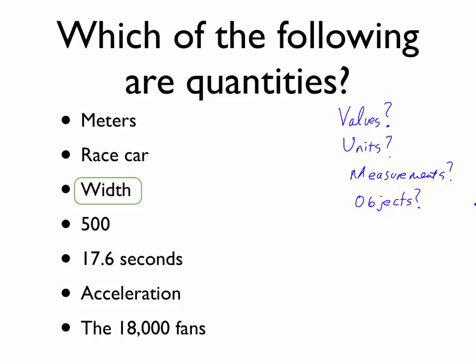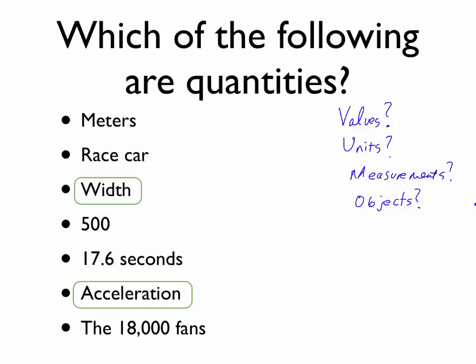500, is it a quantity? It's just a value, right? Before you came into class, you might have thought 500 was a quantity. That's not our definition. Our definition is something about an object that you can measure, like width. Okay, 17.6 seconds. Quantity? What is that? That's a measurement. A value with a unit is a specific measurement of a quantity. Acceleration. Quantity. The 18,000 fans.